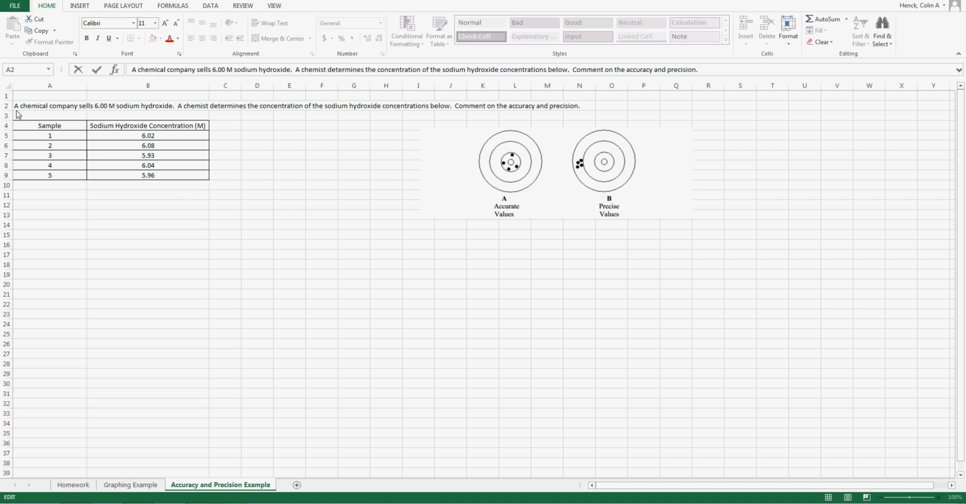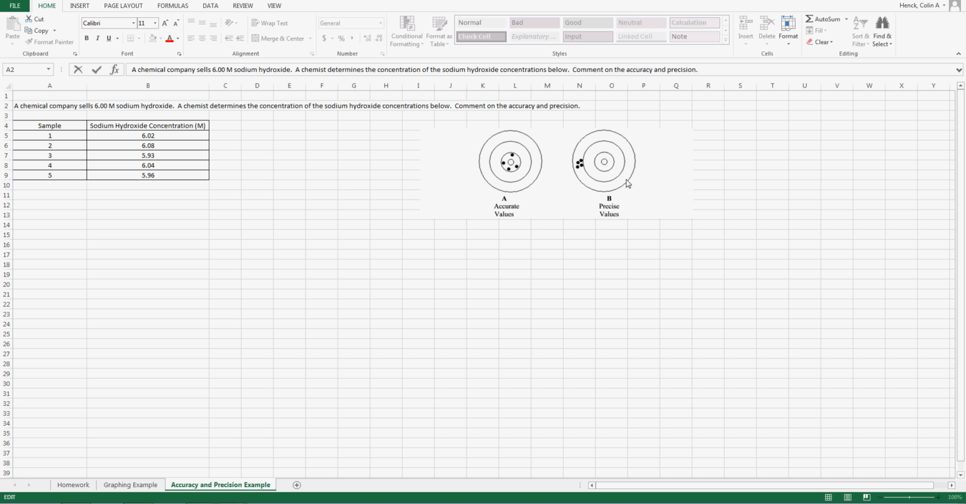In this example, we're told a chemical company sells 6 molar sodium hydroxide. A chemist determines the concentration of sodium hydroxide concentrations below, and we're asked to comment on the accuracy and the precision. So before I get into how to do the math here, I do want to spend a few seconds to talk about what the difference between accuracy and precision is.